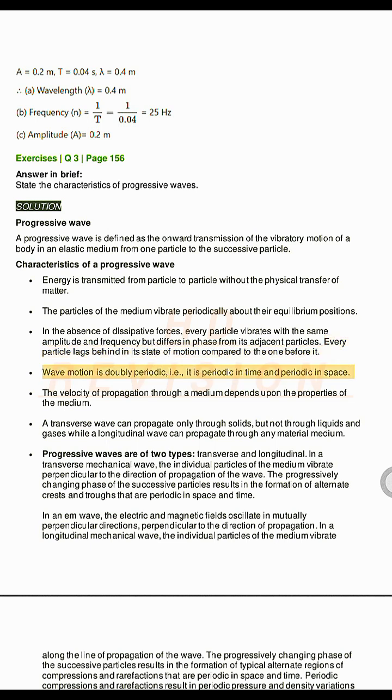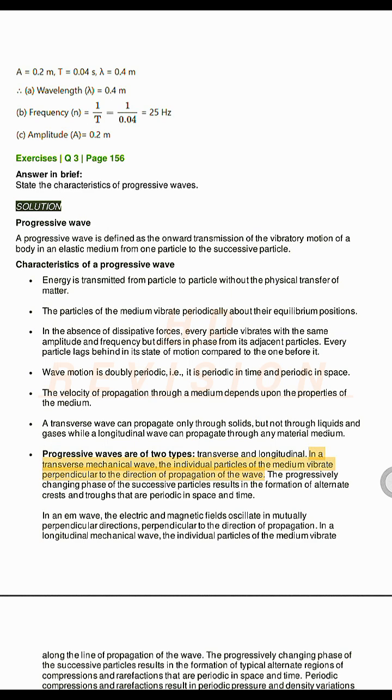Wave motion is doubly periodic, i.e., it is periodic in time and periodic in space. The velocity of propagation through a medium depends upon the properties of the medium. A transverse wave can propagate only through solids, but not through liquids and gases, while a longitudinal wave can propagate through any material medium. Progressive waves are of two types, transverse and longitudinal.